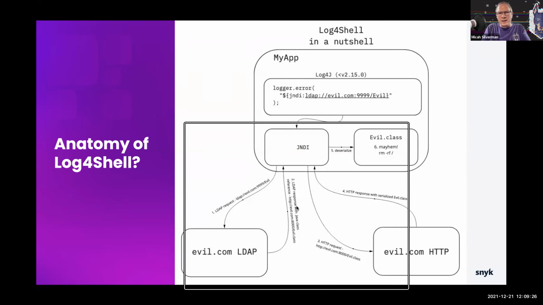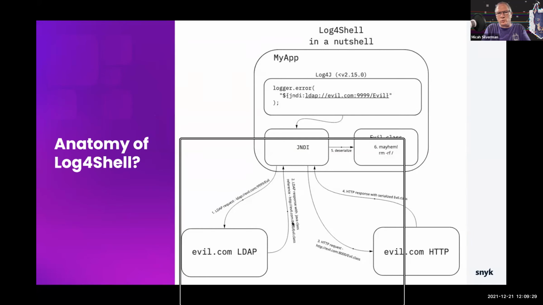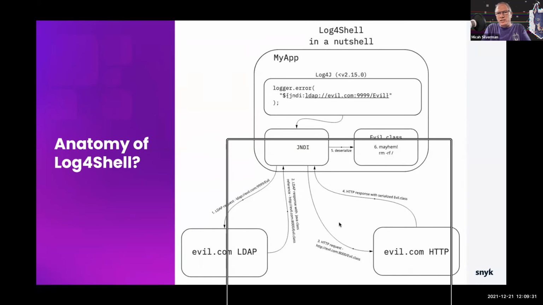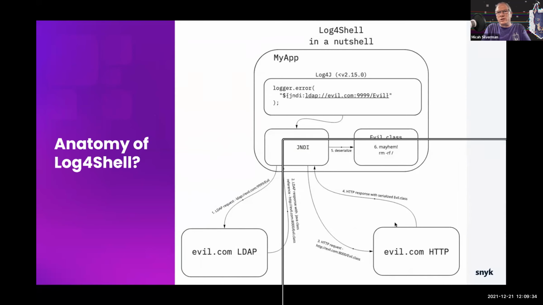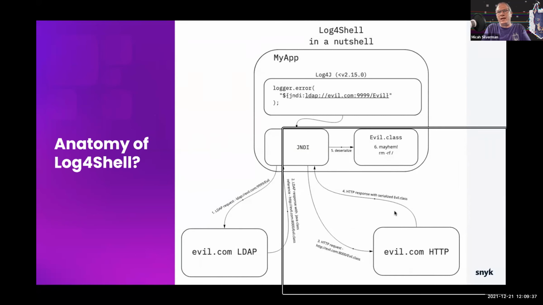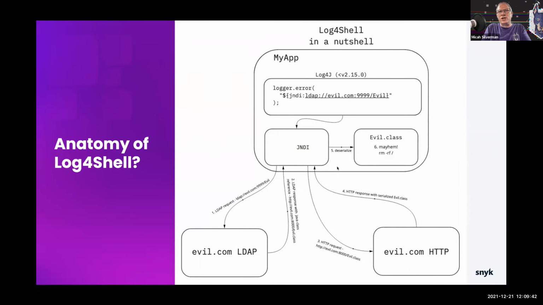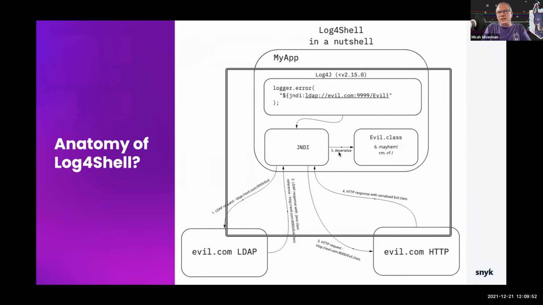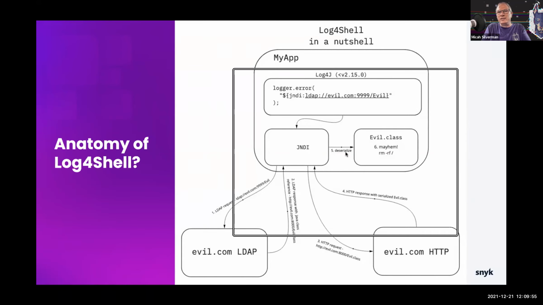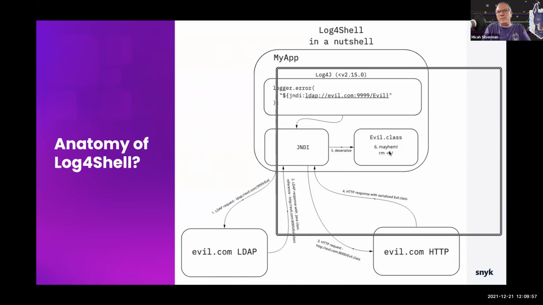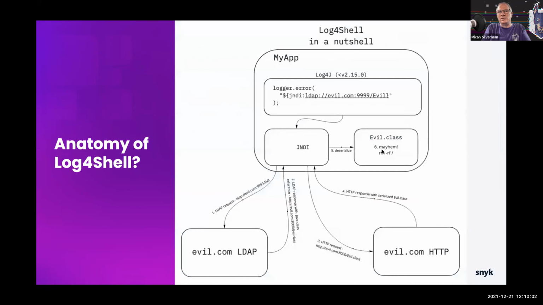So when this specially formed LDAP response is returned, it includes an external reference. And when that HTTP request is made, what's returned is a byte array, which represents a Java class, a serialized Java class. And importantly, this serialized Java class doesn't have to be on the class path of the application. That's an important distinction that is not clear for everybody. So then that class is deserialized, and even though it's not on the class path, it's happily executed, and then some mayhem can ensue.